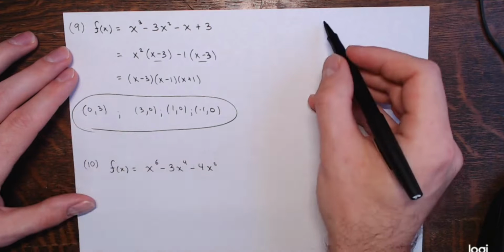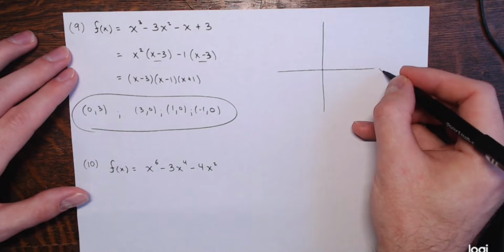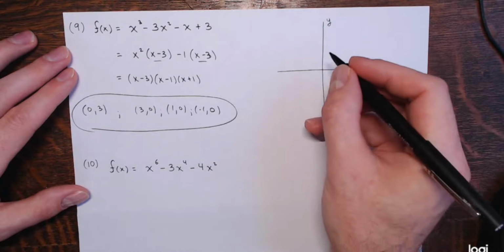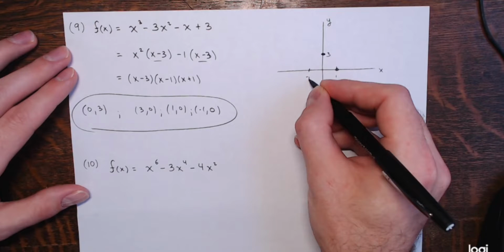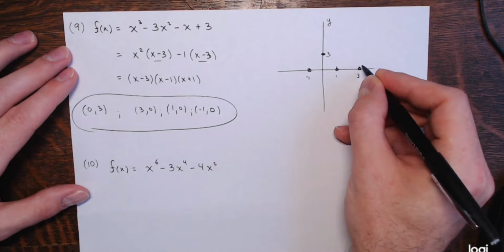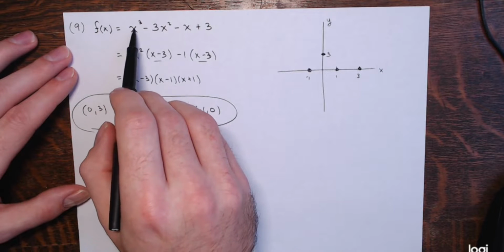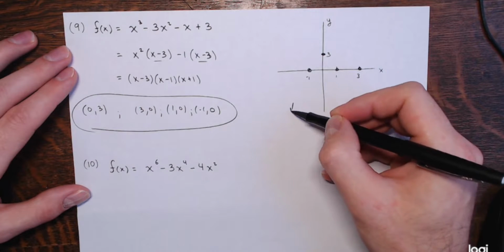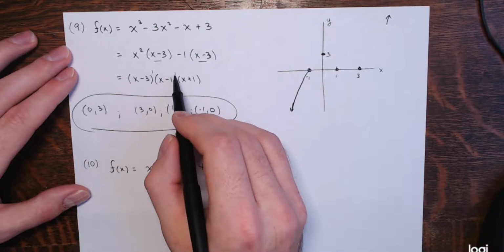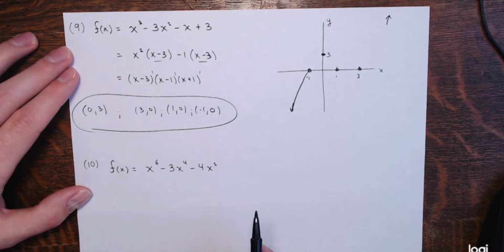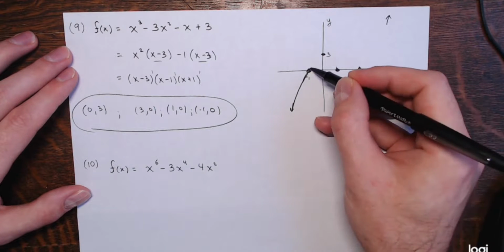And if you want to make a very rough sketch, but again, I'm going to go to the calculator, look at a better picture. We got (0, 3) for the y-intercept, and then (1, 0), (-1, 0), (3, 0) for the x-intercepts. It's a positive lead coefficient, odd degree, so that's going to be going down to the left and up to the right for the end behavior. And because all these factors have odd powers, they're all to the first power, the graph's going to cross the x-axis at all these intercepts.